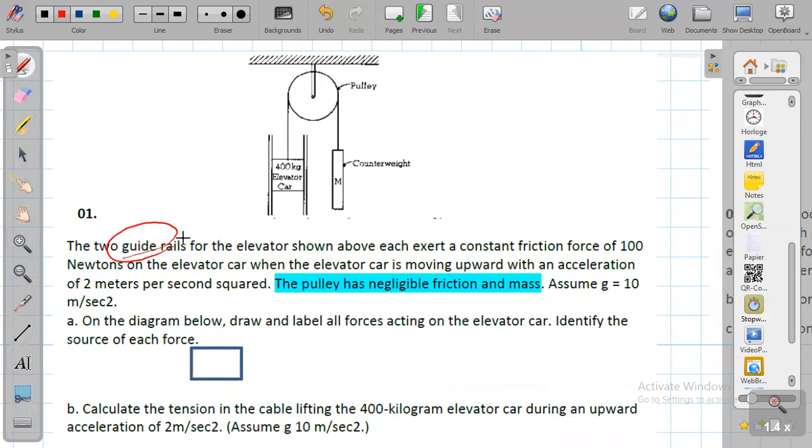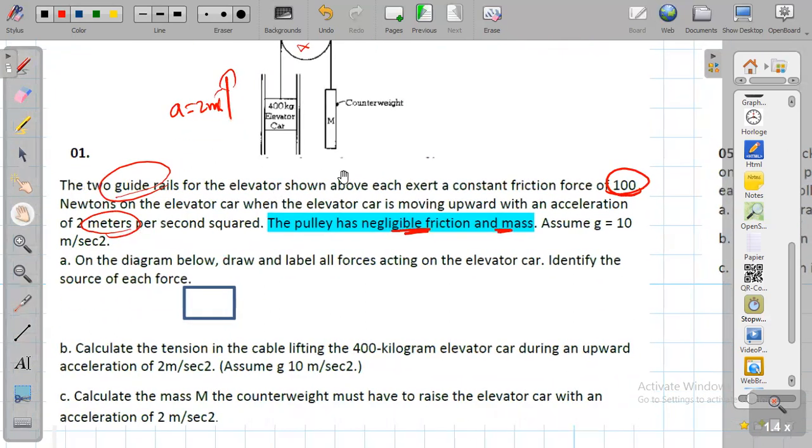Two guide rails for the elevator each exert a constant friction force of 100 newtons on the elevator car when the elevator car is moving upwards with an acceleration of 2 m/s². The pulley has negligible friction. Draw and label all the forces acting on the elevator car. Identify the source of each force.